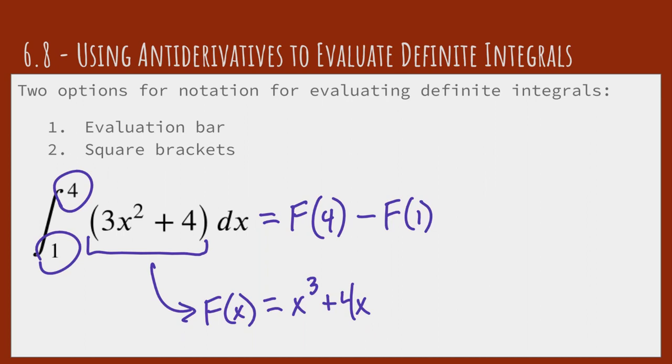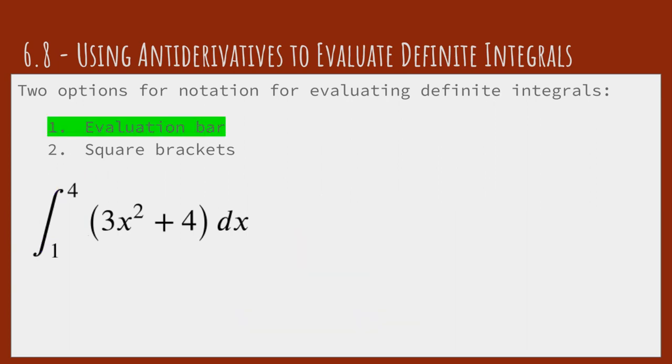This notation is kind of clunky. We have to do a little bit of side work here. And so we're going to come up with a couple options. I'm going to show you a couple options for some work that's a little bit more succinct and efficient. So the first is using an evaluation bar. You've seen me use this in a previous video.